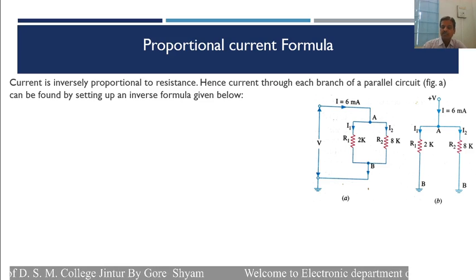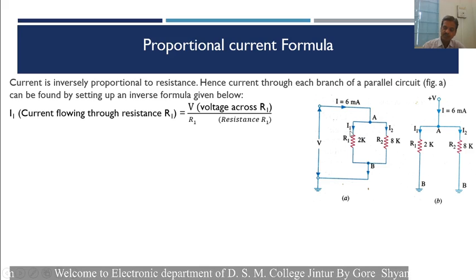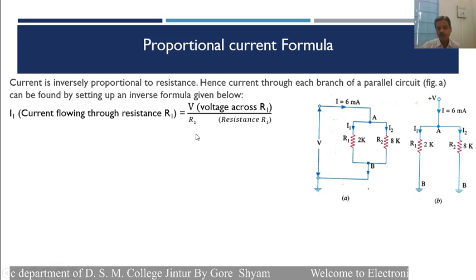Means the current is inversely proportional to the resistance. Hence, let us find out the current flowing through each branch, and that can be found with the help of the proportional current formula. Here the current flowing through this branch I1: we know that the current is equal to voltage divided by resistance, and the voltage across this branch is V. Therefore, I1 is equal to V divided by R1, where R1 is the resistance of the first branch.